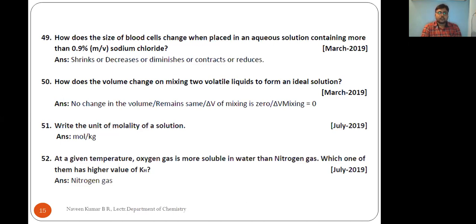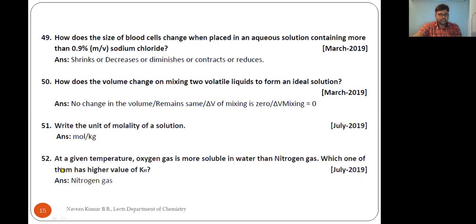Next question. How does the volume change on mixing of two volatile liquids to form an ideal solution? As we know, for an ideal solution, delta V is equal to 0. Volume change after mixing will be equal to 0 because A-B interactions are the same as A-A and B-B type. Next, supplementary of 2019. Write the unit of molality of a solution. Molality is number of moles of solute divided by mass of solvent in kg, so the unit is mole per kg.